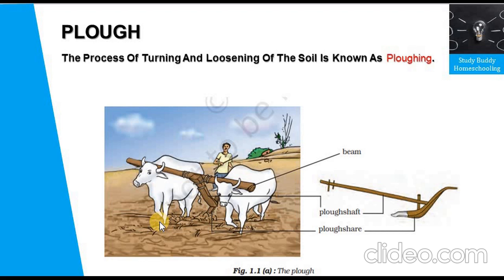We all know that earthworms are farmers' friends. They help in turning and loosening of the soil, and aeration increases the growth of earthworms. So this way plowing is very important.